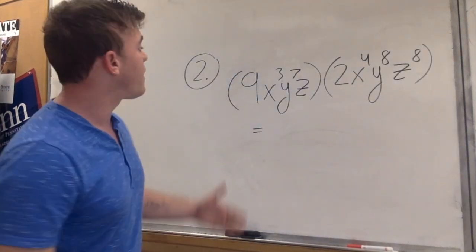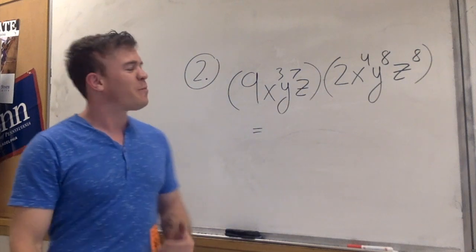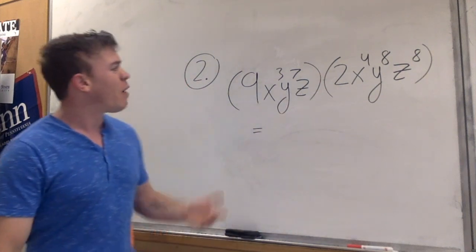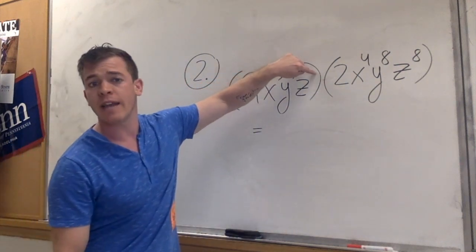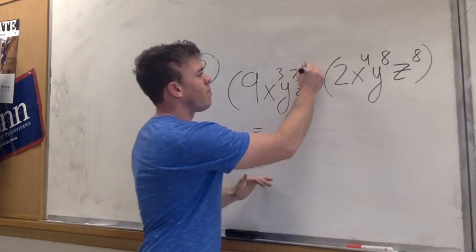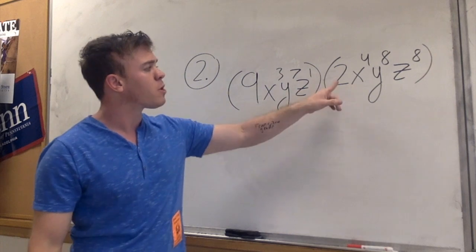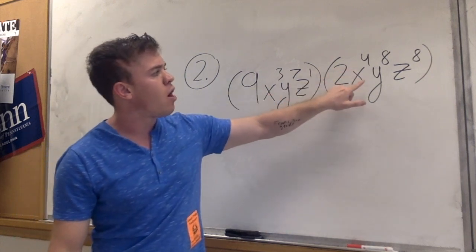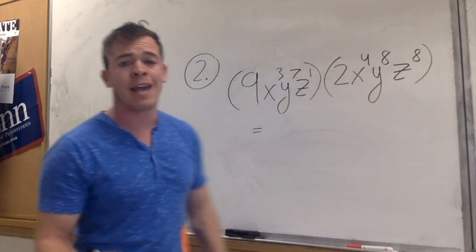Now for problem 2, we have this. We have 9x to the 3rd, y to the 7, and z. And once again, wait a second. Whenever we don't see an exponent, what should we automatically write? 1. And so right here we now have that multiplied by 2x to the 4th, y to the 8th, z to the 8 as well.